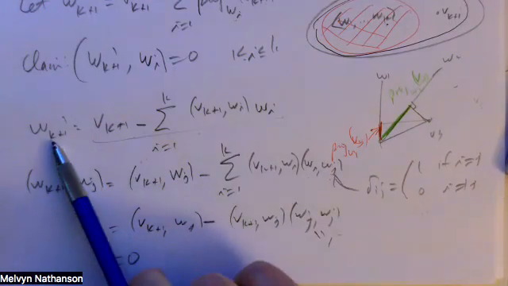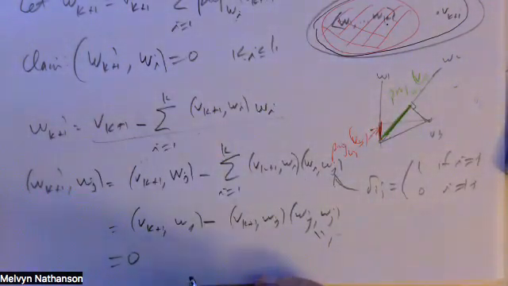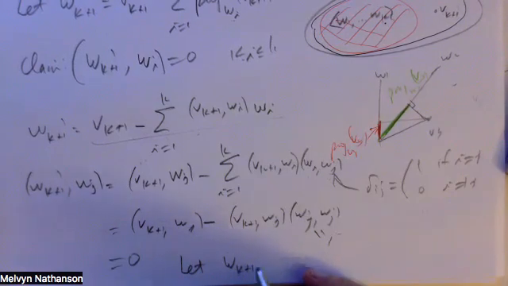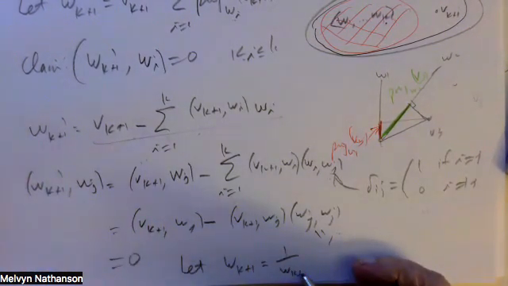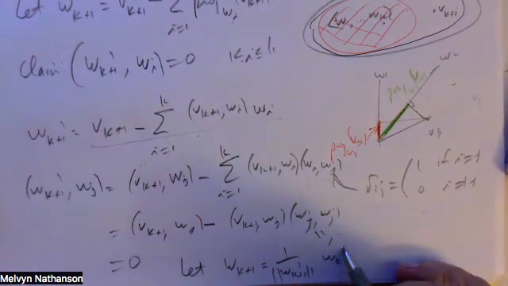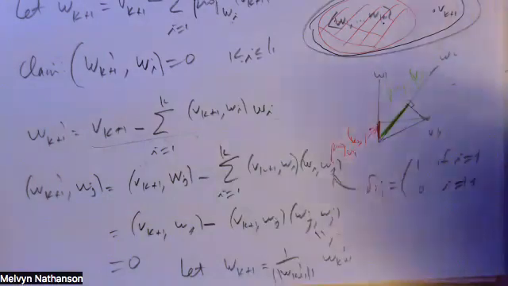So I'm just subtracting this from itself, and I get 0. So this vector w_{k+1} prime is orthogonal to all of the vectors in this set. And if I want w_{k+1} to have length 1, I simply let w_{k+1} be 1 over the length of w_{k+1} prime, times the vector. Because if you take any vector and divide by its length, you get a vector of length 1. It's called a unit vector.